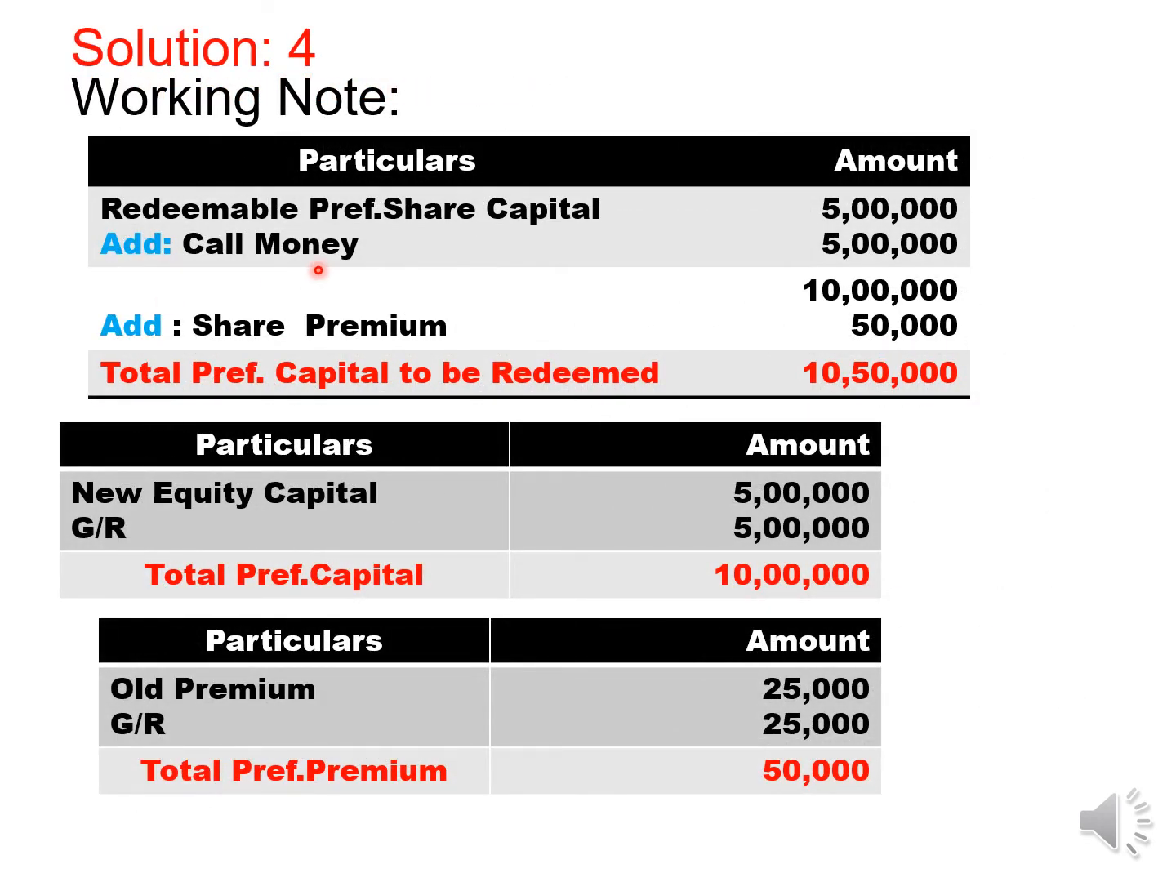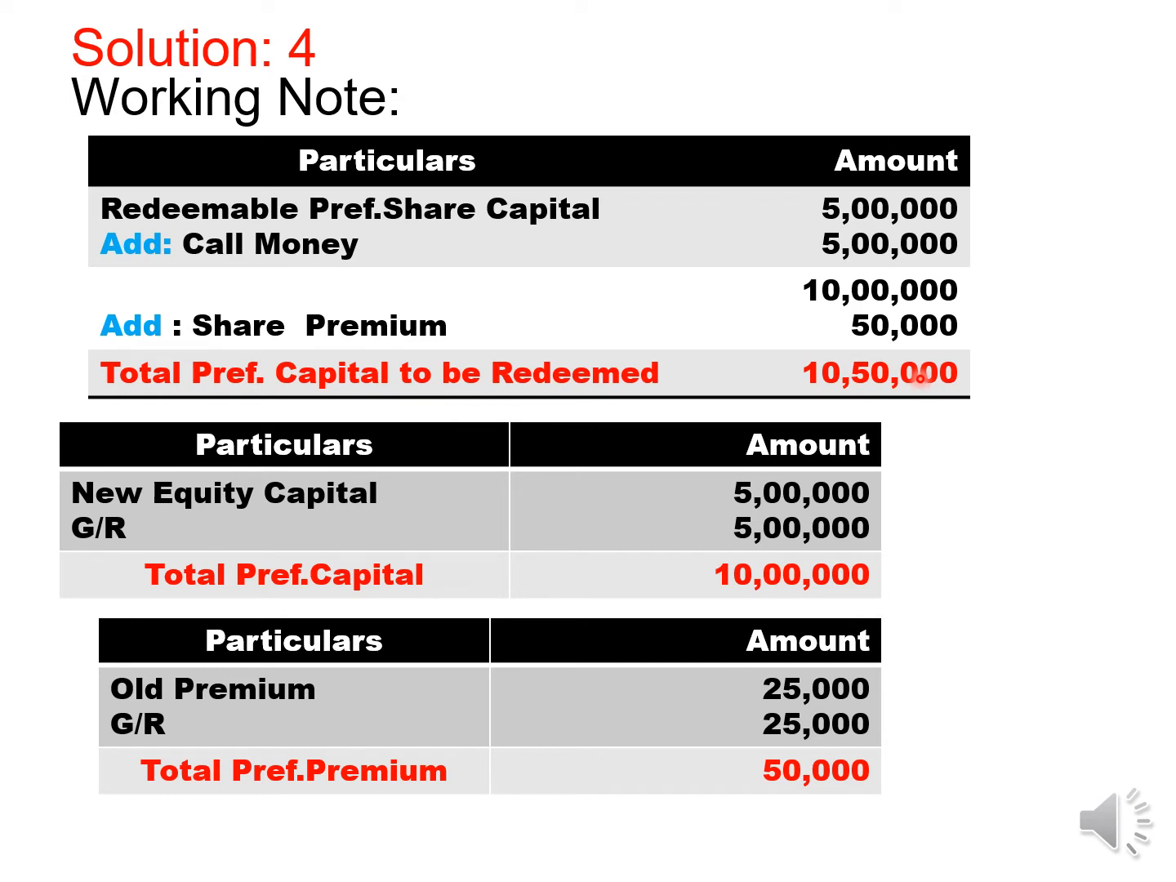Student, this is the working note. See students, redeemable preference share capital paid is 5 lakh. Add the call money unpaid capital of 5 lakh. Then total preference share will be 10 lakh. As mentioned in the question, fully paid is 100, but 50 paid. Then another 50 you have to pay. So that is per share value, this is total value. So 5 lakh is already paid, plus another 5 lakh, you get 10 lakh. Add share premium 50,000, that is 10 lakh into 5%, 50,000. The shares are redeemed at a premium of 5%. So total preference share capital redeemed is 10 lakh 50,000.